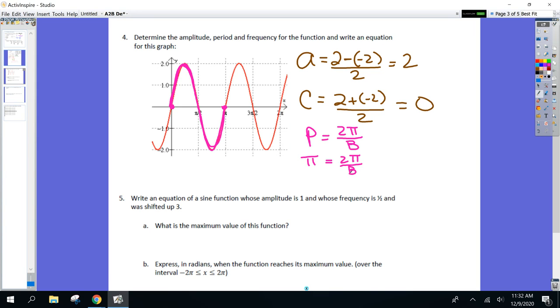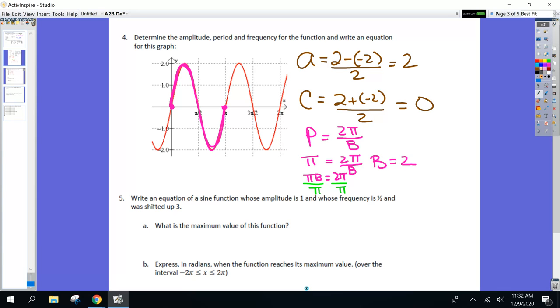Pi times b. Yep. Equals what? 2 pi. 2 pi. What do you want to divide both sides by? Pi. Yep. So what's my b value here? 2. Yep. Good job. b equals 2. Good job, Will.